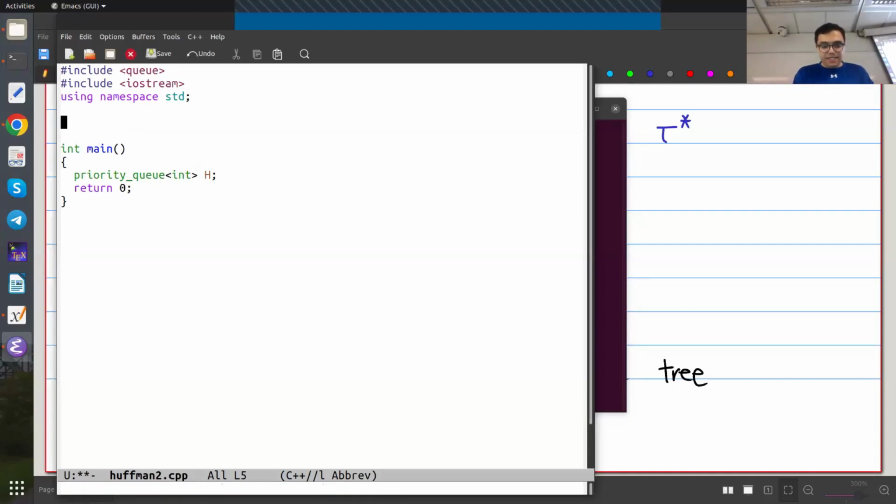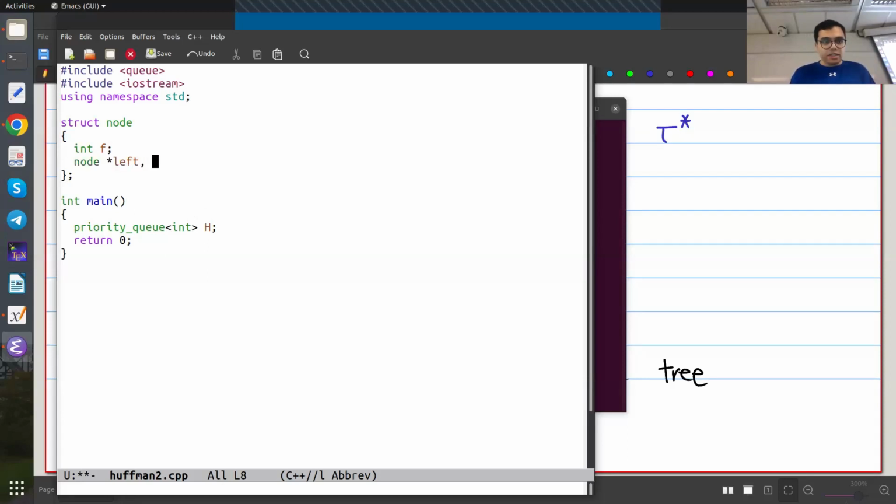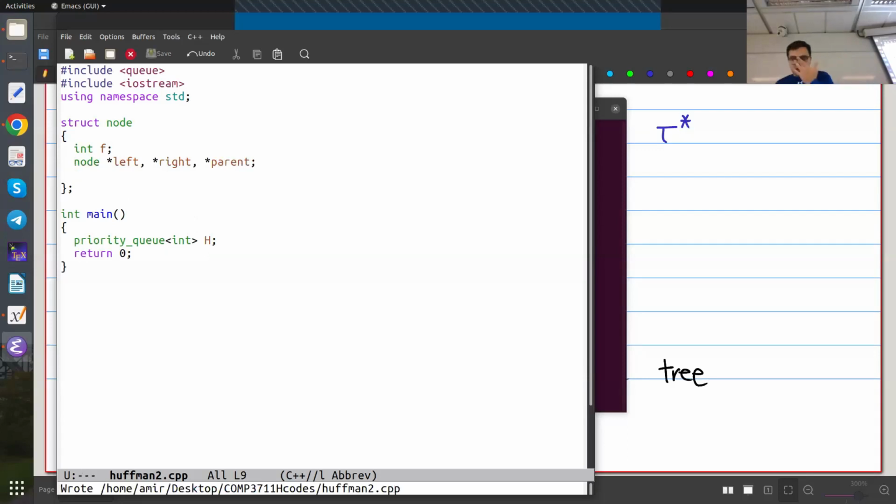So that's easy. Let's say I create a new struct, and basically this corresponds to one node of my tree. What is it going to have? It's going to have a frequency, a left child, a right child, and a parent. I don't need to keep all of these, but I'm going to keep them anyway. And maybe it also corresponds to some character. If it's a leaf, it will also have a character. If it's not a leaf, I'm not going to use it.